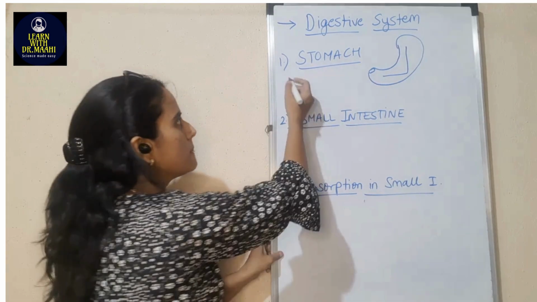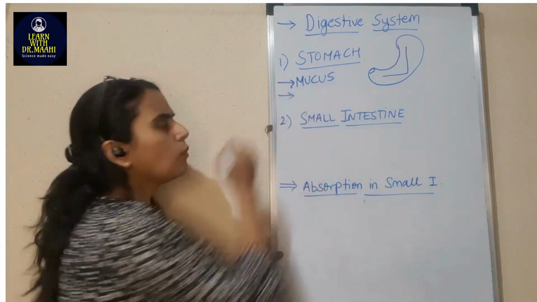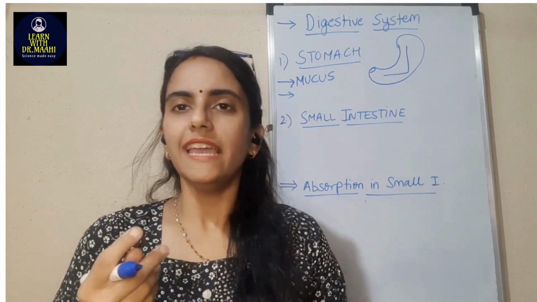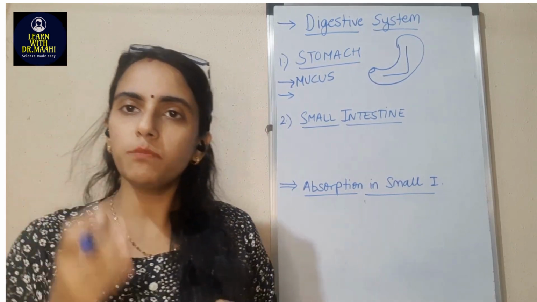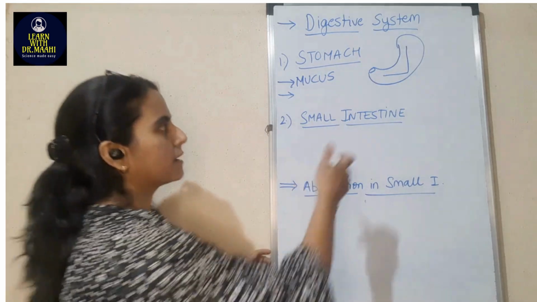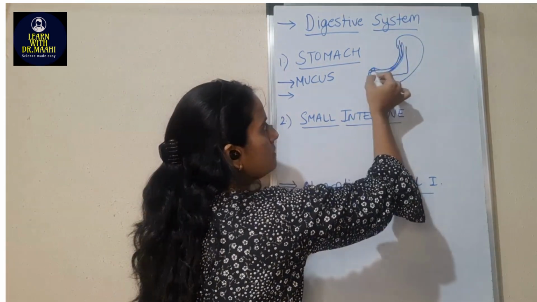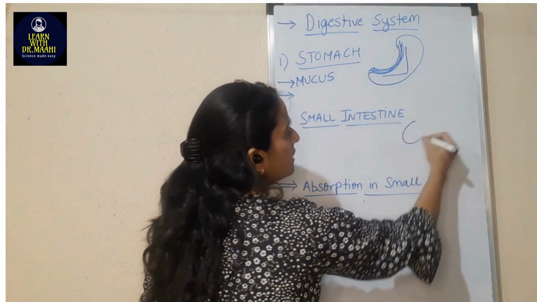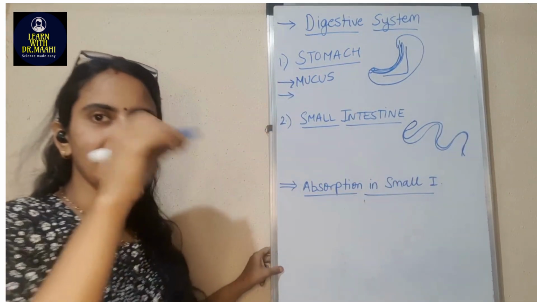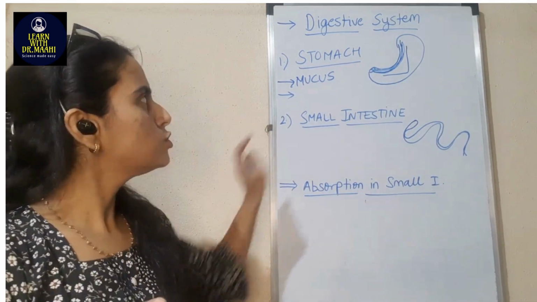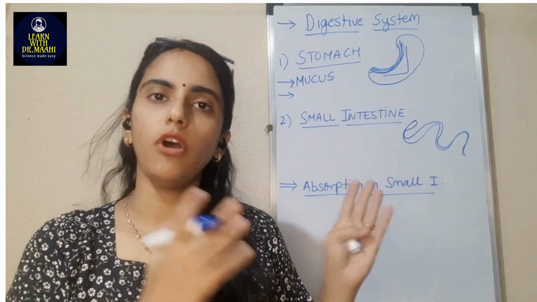What are those? The first one is mucus. Now what is mucus? Mucus is a thin watery liquid which protects the lining of the stomach. What is the lining? The border, you can say. Like in the large intestine, the border of any part is called the lining of that organ. So mucus is a liquid which is going to protect the lining of that organ.